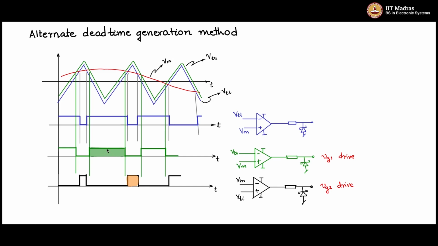So you see that these two PWMs do not have a common transition line. There is a dead time, and the dead time value can be adjusted by adjusting the level translation of the two triangles. So that will give you the dead time adjustment parameter. The level translation offset is directly proportional to the dead time.